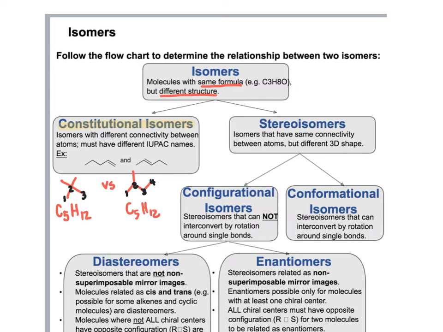Constitutional isomers, again, means that you have changed the location of the atoms in going from one molecule to another molecule. So constitutional isomers are the result of atoms actually moving from one spot in the molecule to another. So the atoms have relocated.